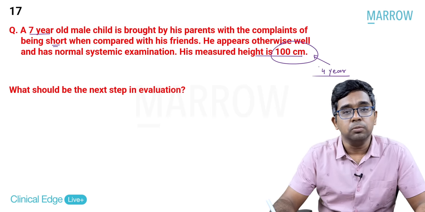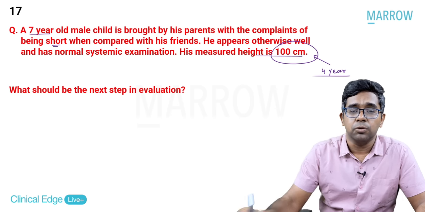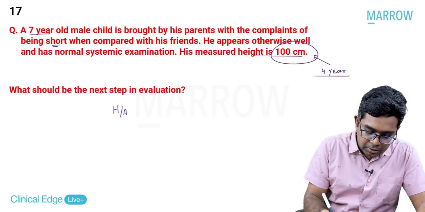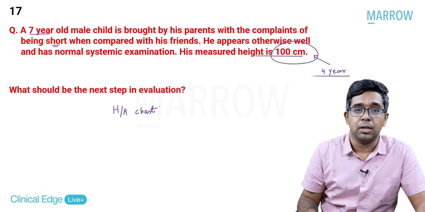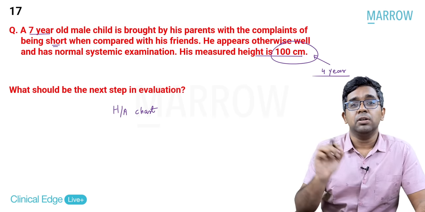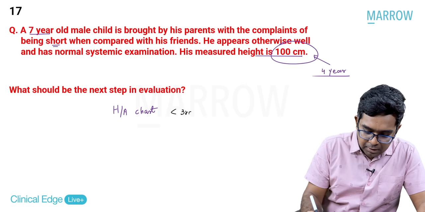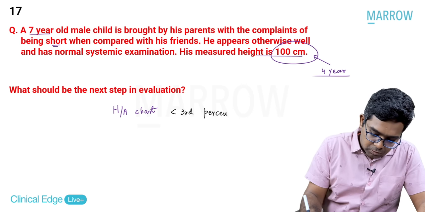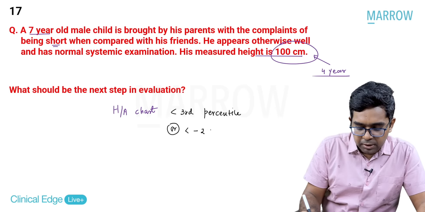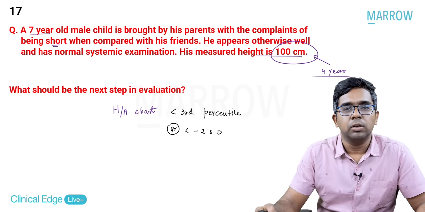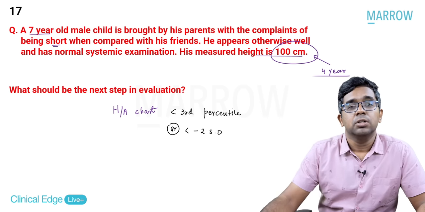For that, I have to plot this measured height in the WHO chart. What is the chart which is going to help? Of course, it is a height for age chart. So the next step would be to plot the values of height in the height for age chart. And by height for age chart, when will you define short stature? Whenever the value of height is below third percentile, or in terms of standard deviation below -2 standard deviations, then I will call it short stature. So the next step would be to plot the values in the chart and say that it is short stature.